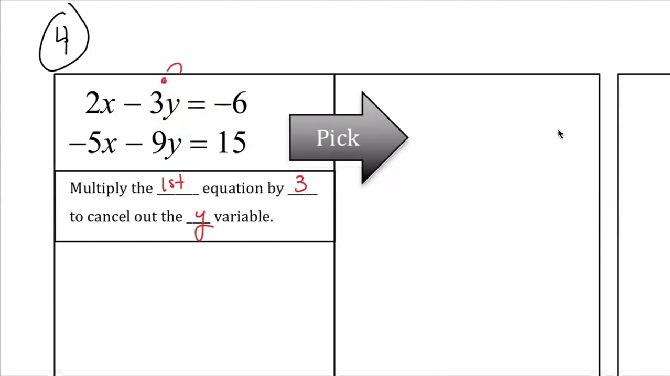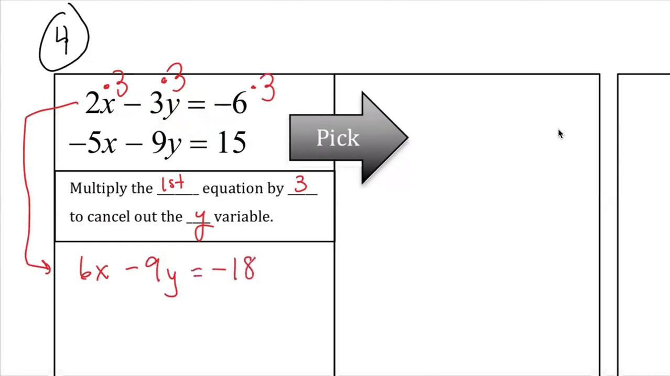So I can multiply this by 3, but then I have to multiply all of it by 3. So let's write that equation. That's 6x minus 9y equals negative 18. On the bottom, that's negative 5x minus 9y equals 15.